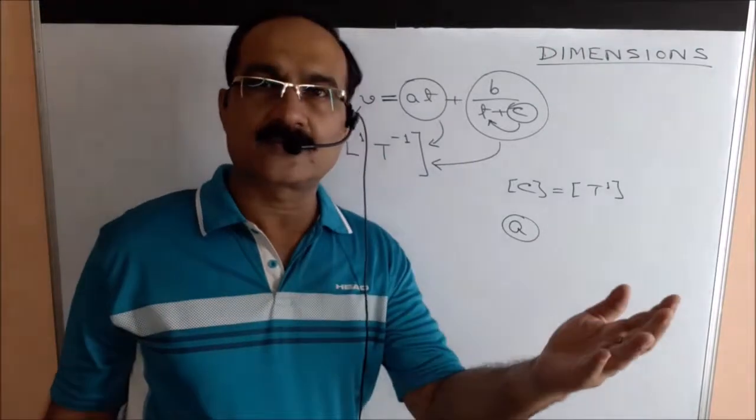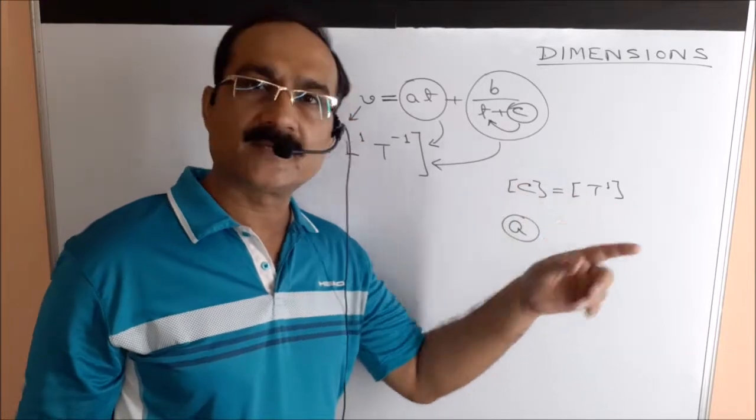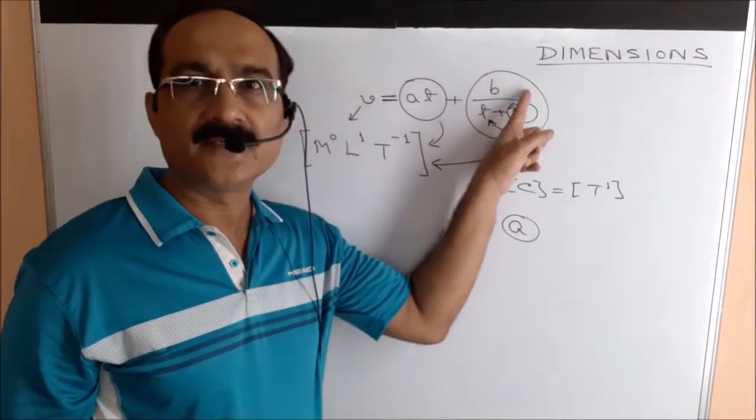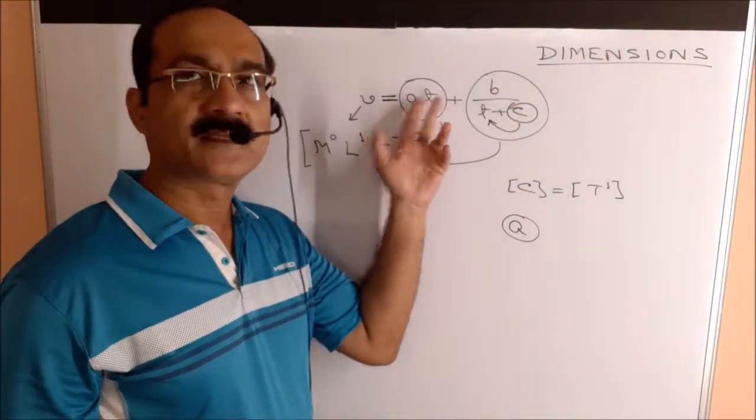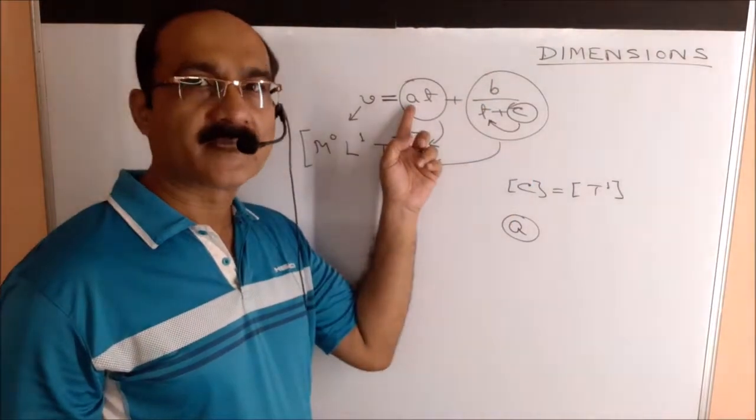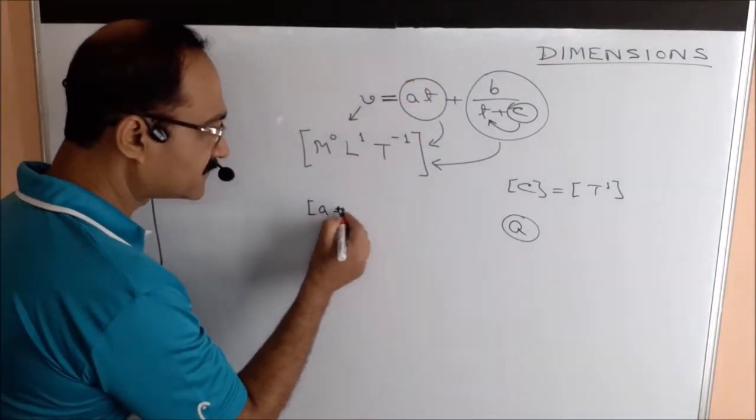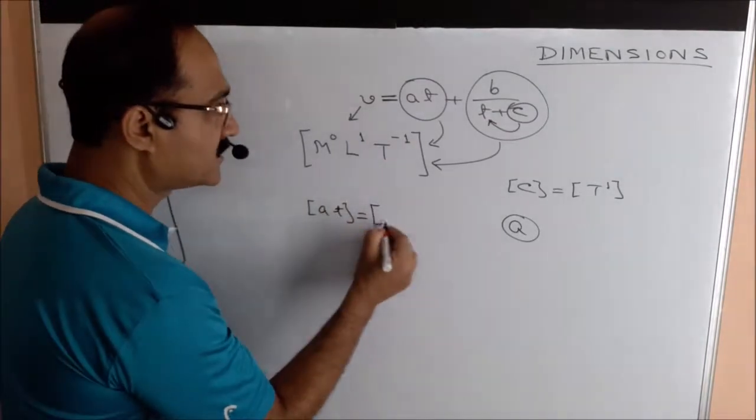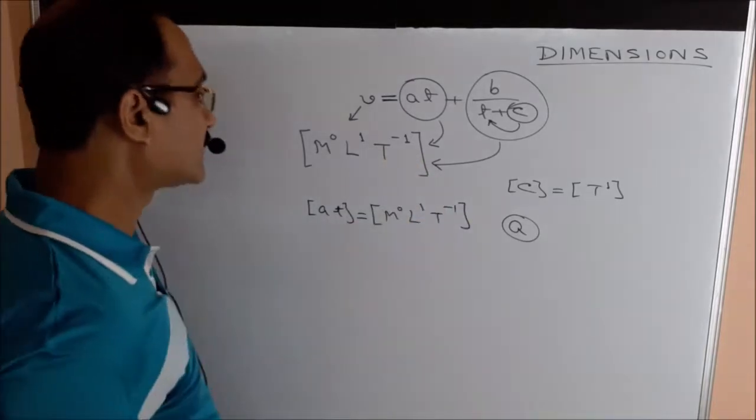But say in another question, there were two options where the dimension of C was given to be T. Then you will have to find out the dimension of A and dimension of B. So let me teach you how to find the dimension of A and dimension of B. So first let's find out the dimension of A. So dimension of AT must be equal to this. So this is m0 L1 T to the power minus 1.